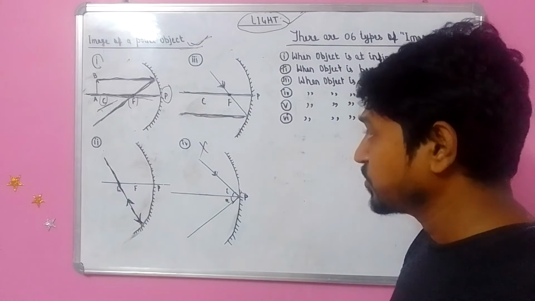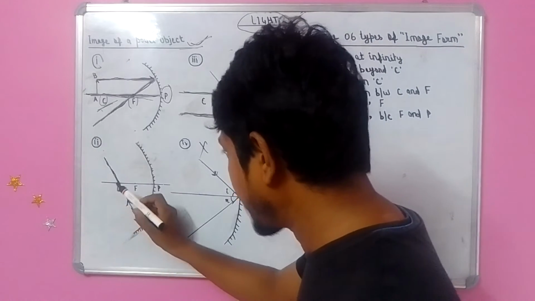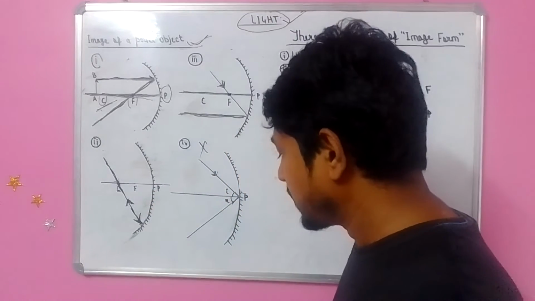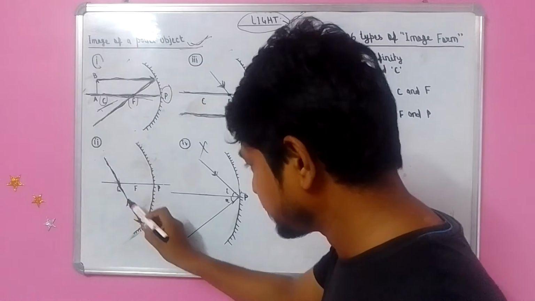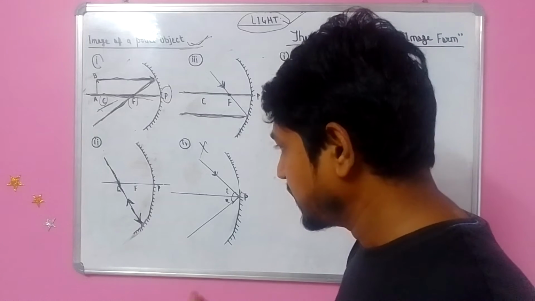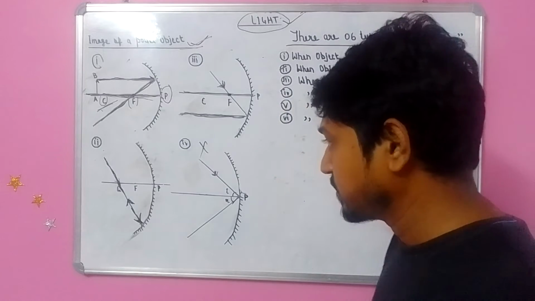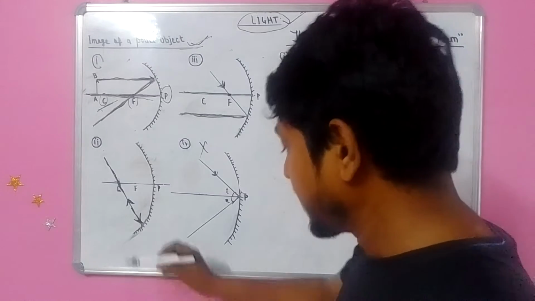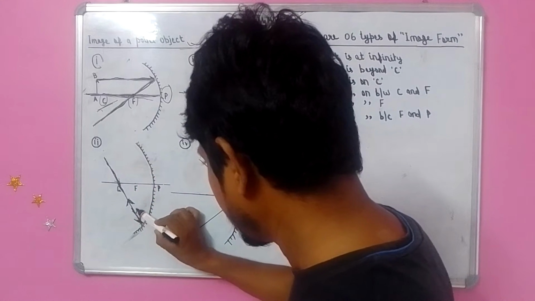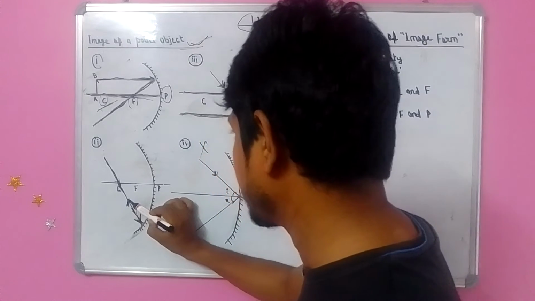In the second rule, when a ray of light travels or passes through the center of curvature, then after reflection it goes back in the same path or same direction. So we can see the light is coming here, and after reflection it goes in the same direction, the same path.